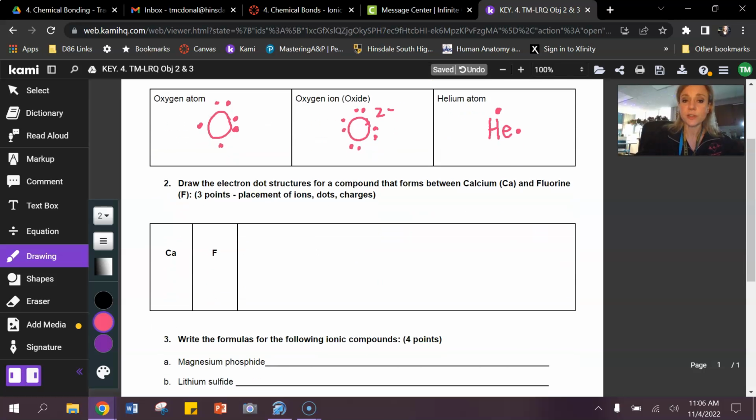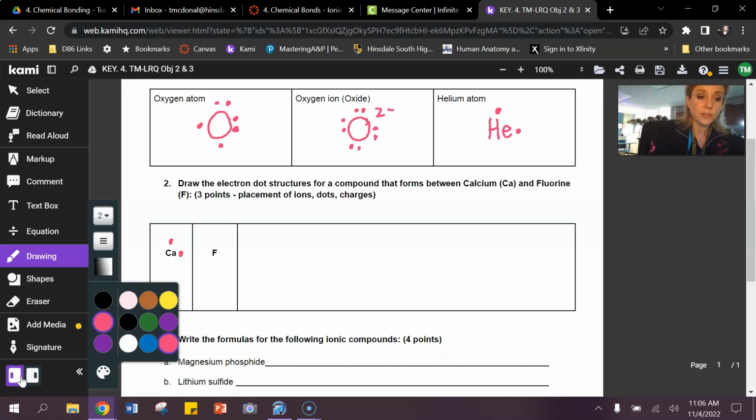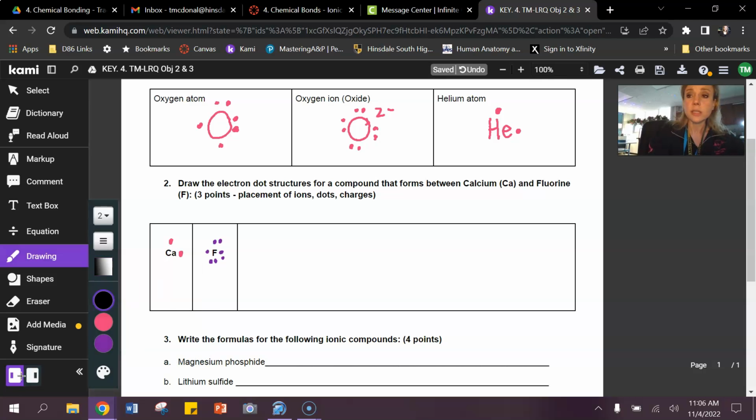Number 2, we have to draw the electron dot structure for a compound that forms between calcium and fluorine. Well, the first thing to do is to draw the electron dot diagram for each element. So calcium is in column 2, so it has 2 valence electrons, and fluorine is in column 7, so it has 7 valence electrons. So what's going to happen here is that fluorine, since it's more electronegative than calcium, is going to steal an electron from calcium. Now this fluorine is going to have a -1 charge because it gained an electron.